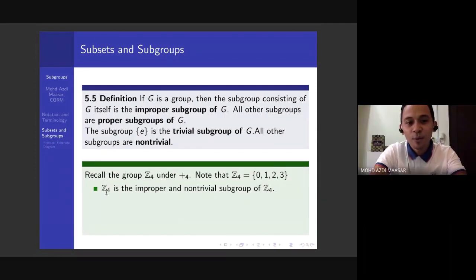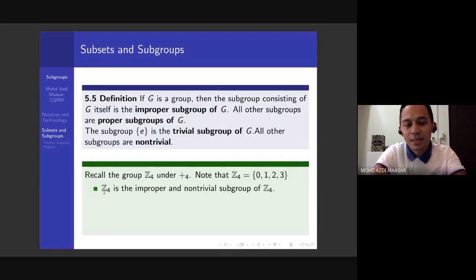Okay, so integer modulo 4 is improper because integer modulo 4 is the group itself. This is G. This is the group G. It is non-trivial because the trivial subgroup is the only subgroup that contains the identity only. So integer modulo 4, of course, is a subgroup that contains all these 4 elements. Therefore, it is not a trivial subgroup. We call it non-trivial.